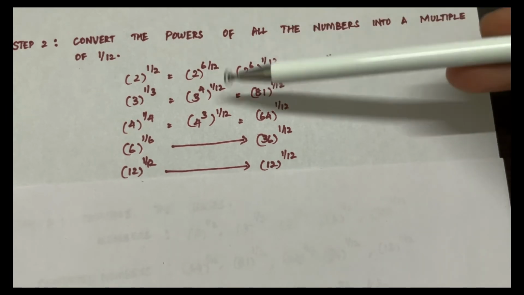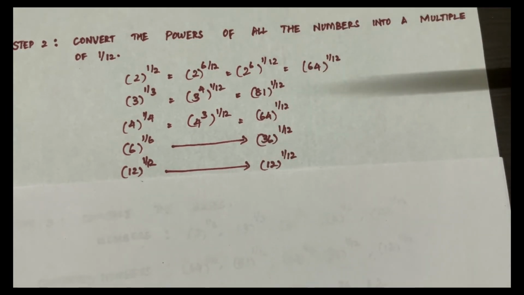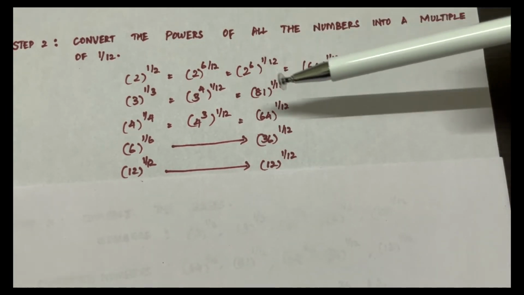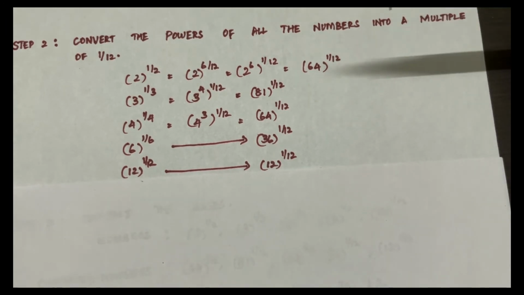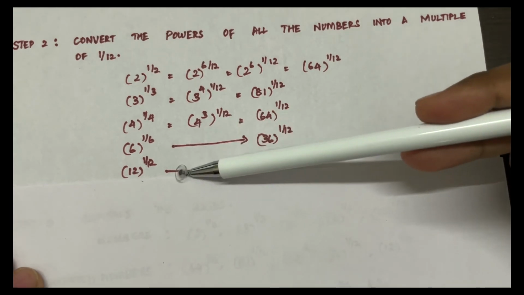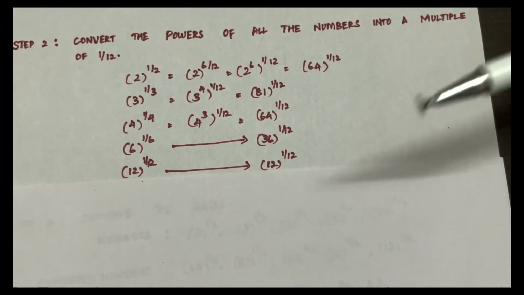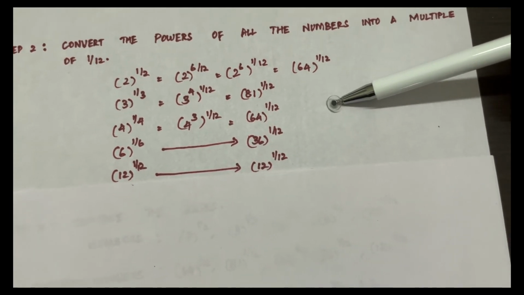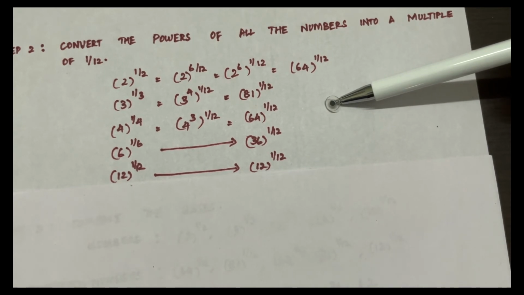4 power 1 by 4, if you multiply 3 in the numerator and denominator, you get 4 power 3, to the power 1 by 12, which in turn is 64 power 1 by 12. Similarly, 6 power 1 by 6 is 36 power 1 by 12, and 12 power 1 by 12 stays as it is because it already has 1 by 12 in its power, so we need not change it. So this is the end of step 2.